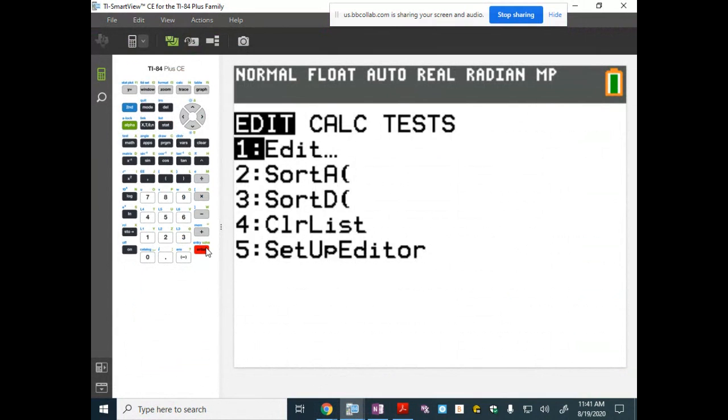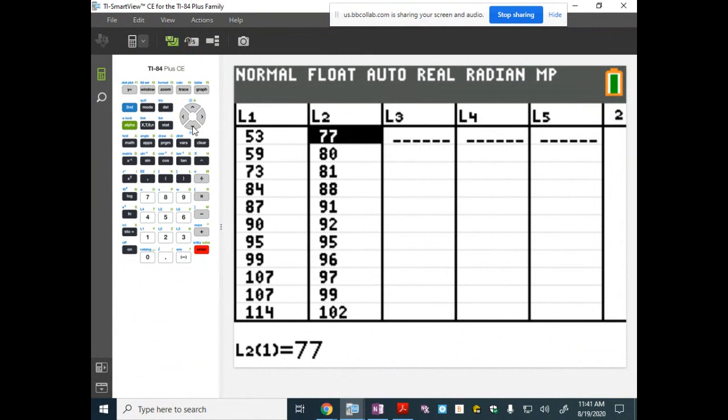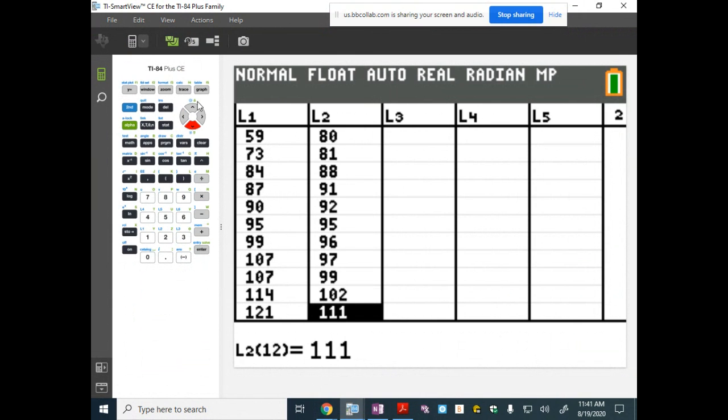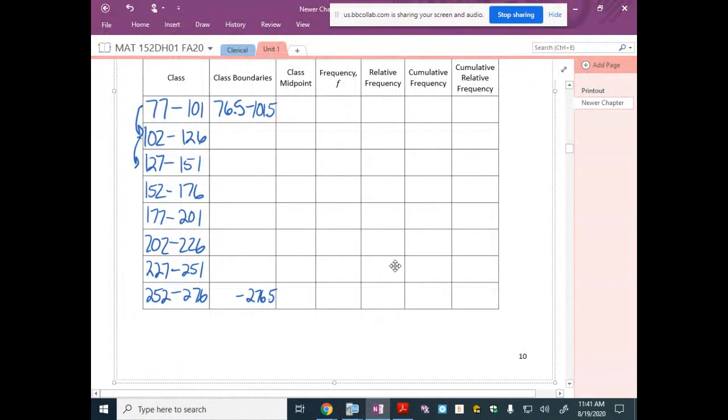So 77 to 101. 1, 2, 3. There are 10 of those.